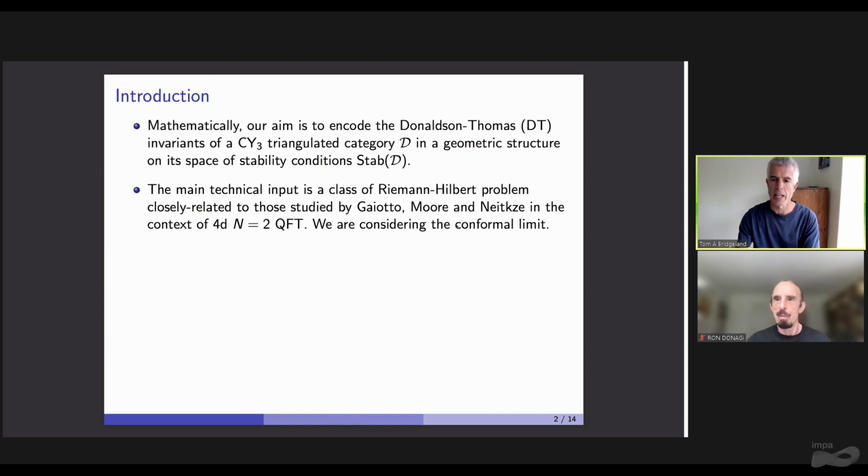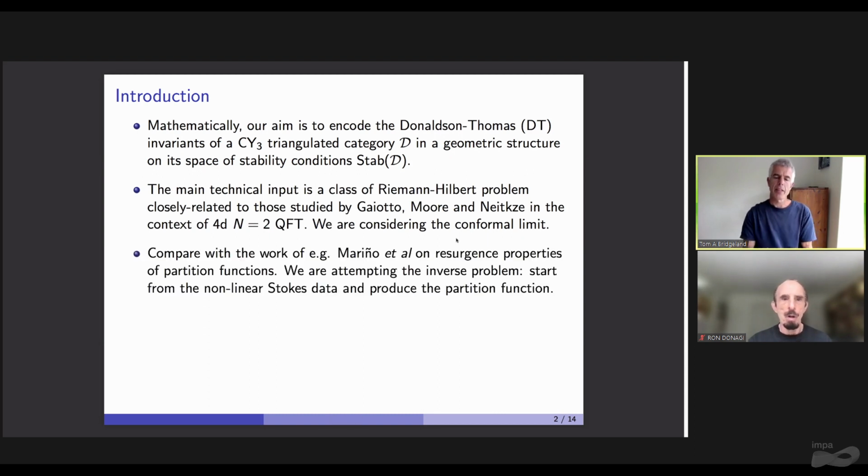I should say, just to orient people who already know about these things, that the main technical part of the subject is a class of Riemann-Hilbert problems, which at least are closely related to some problems studied by Gaiotto, Moore, and Neitzke more than 10 years ago now. Certainly what we are doing is very closely related to what they were doing, but strictly speaking, it's different. I think the right physics thing to say here is that we're considering the conformal limit. What it comes down to is that we're considering a different boundary condition at infinity for our Riemann-Hilbert problems. But we'll come on to that in a minute.